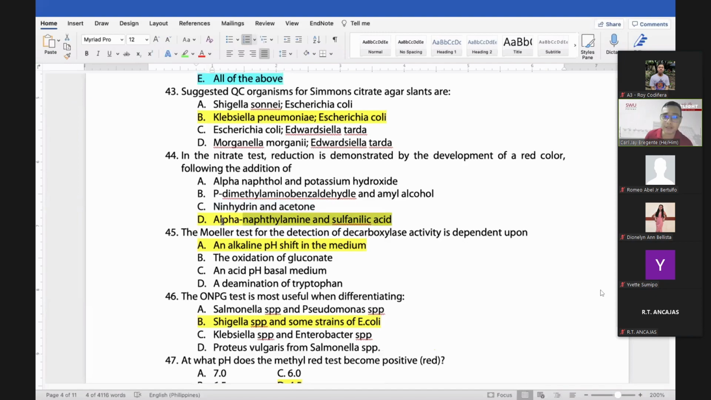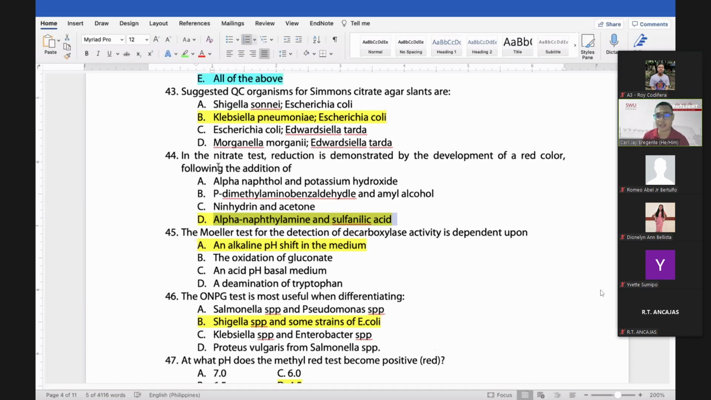So this is the possible answer, no? Nitrate testing. Also, if ever, class, the Enterobacteriaceae are negative in the nitrate test, you can confirm it using zinc dust. Zinc dust. So after addition of zinc dust, if the red color appears, then that's positive.